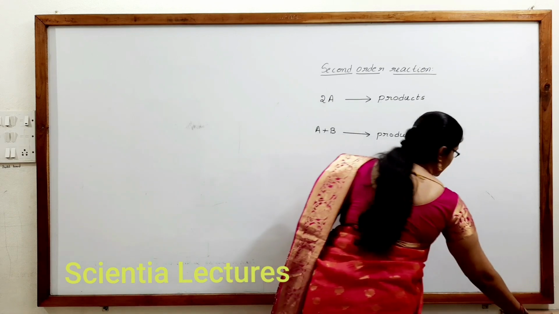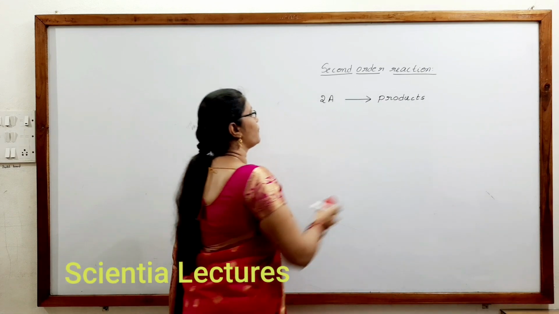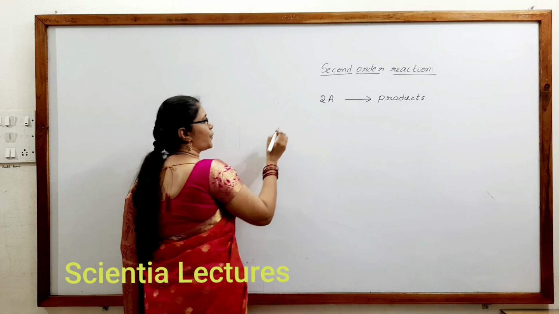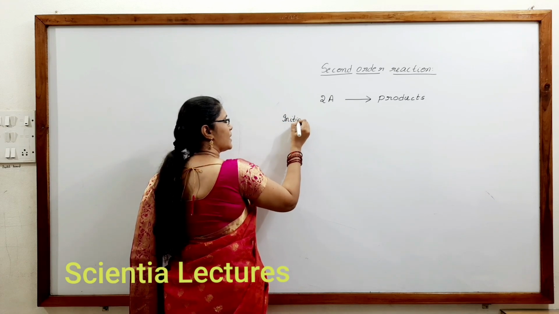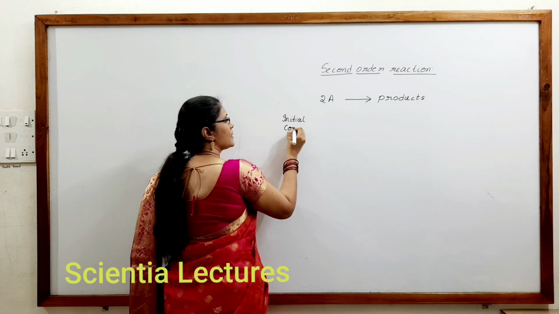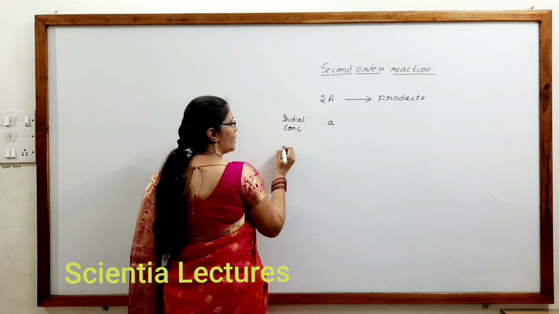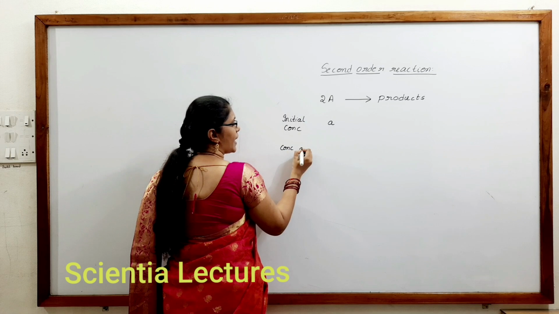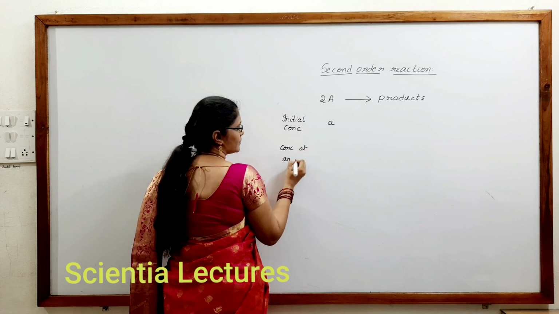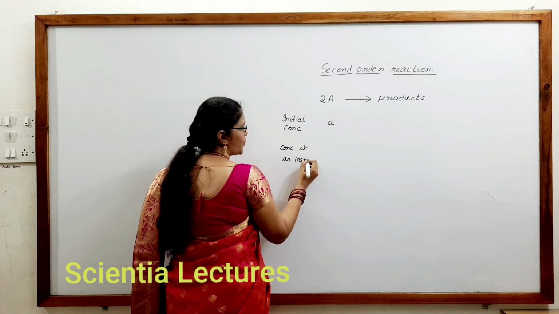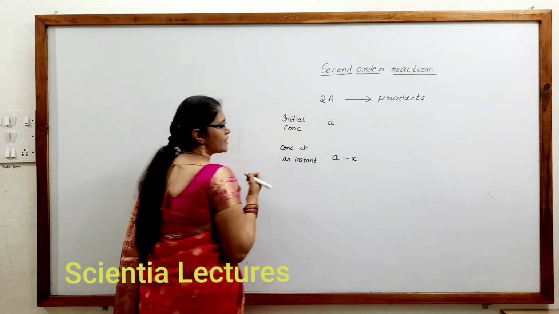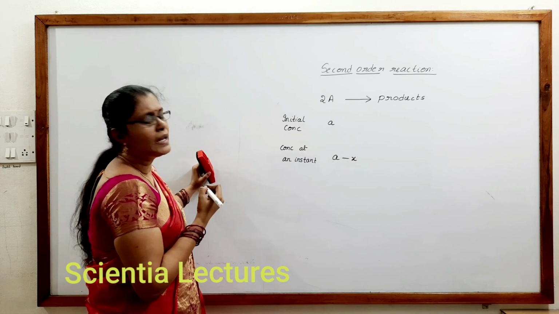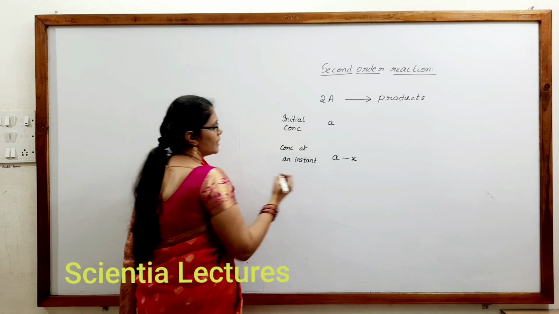Now let us check this. First we will check one by one. 2A gives rise to products. Let us consider its initial concentration as A. Concentration at an instant: suppose an X amount has reacted. Then the concentration at an instant would be A minus X.